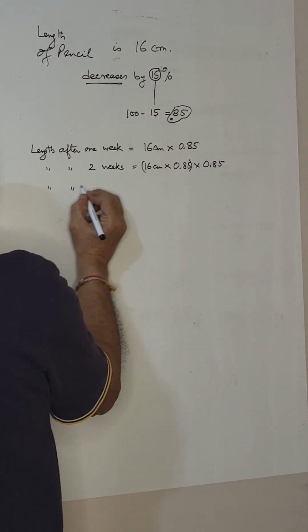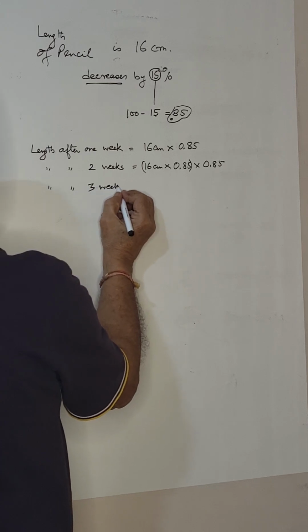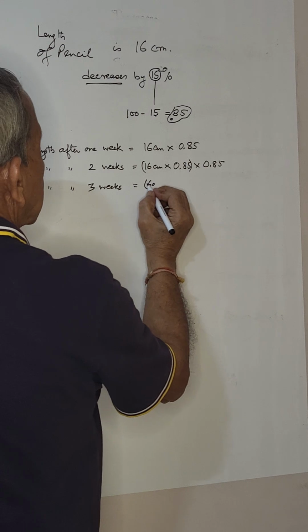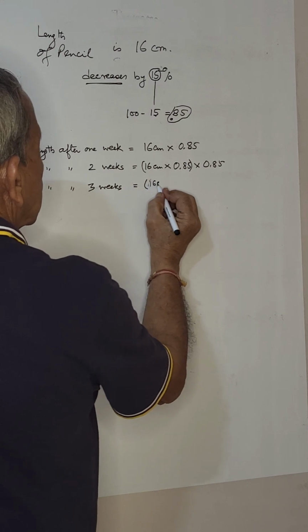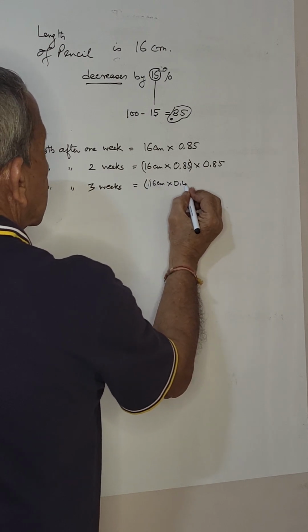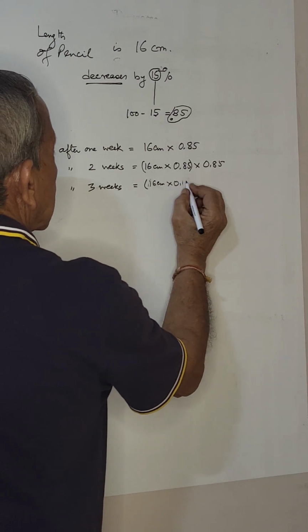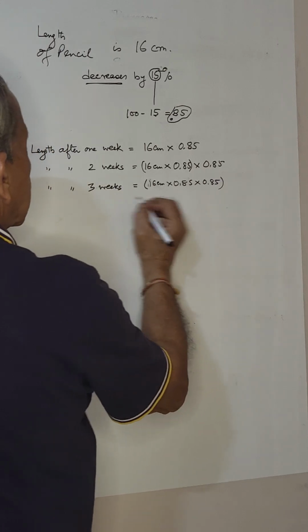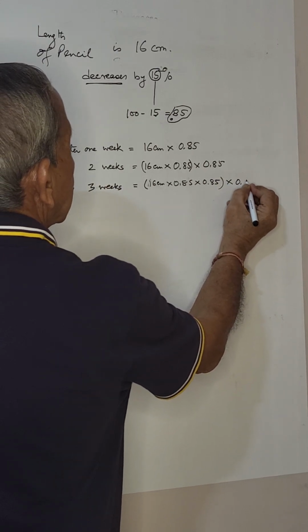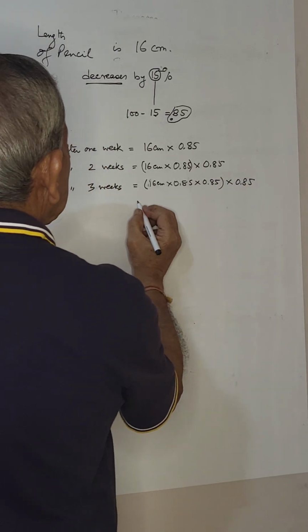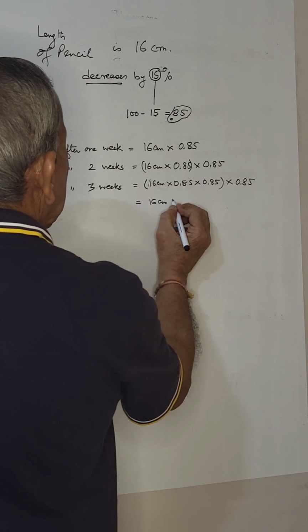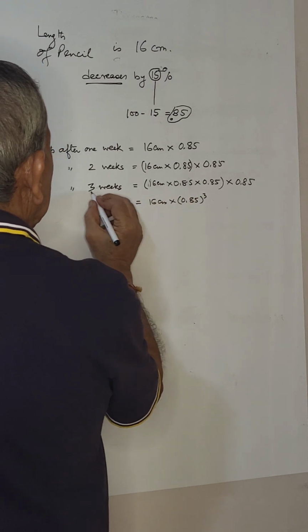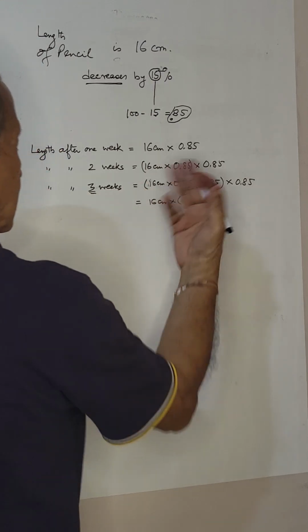And the length after 3 weeks will be the length after 2 weeks, into 0.85. That is, in fact, 16 centimeters into 0.85 raised to the power 3. Here 3 weeks, and so here 3 is the power.